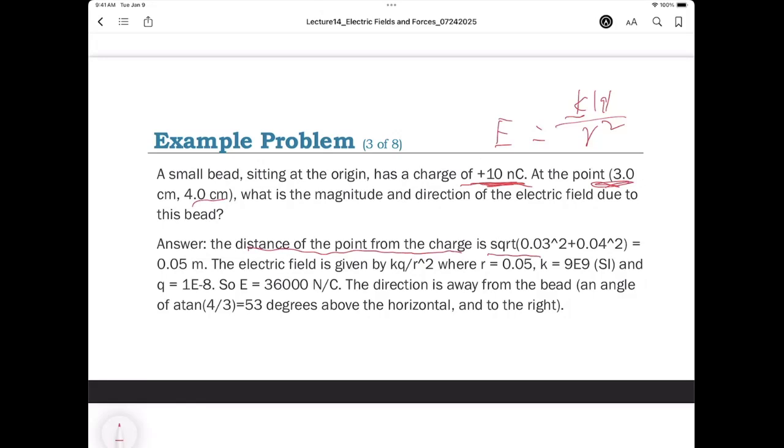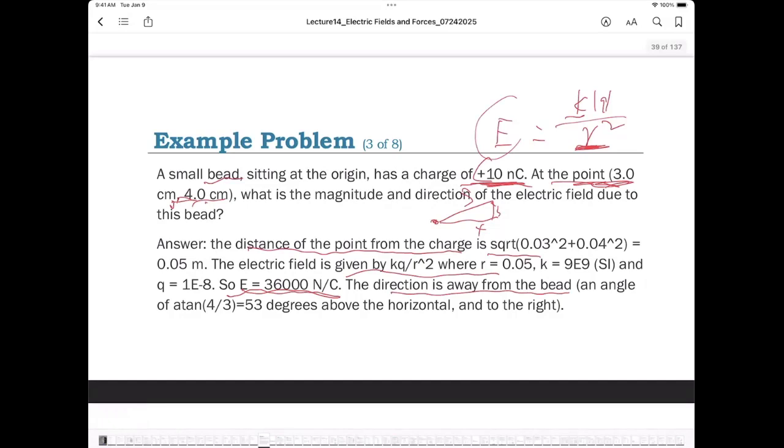There is a small bead sitting at the origin, and the point is at x 3, y 4, so the distance is 3, 4, 5, and r means 5, am I right? So we just use this equation to calculate E. Since the charge is positive, the direction is away from the bead, and this is the magnitude. Does it make sense to you? Okay.